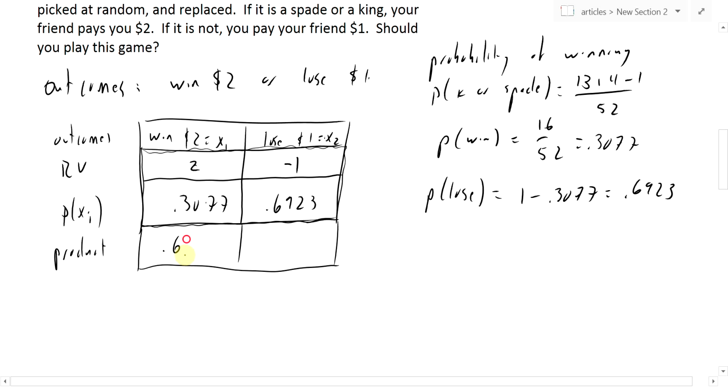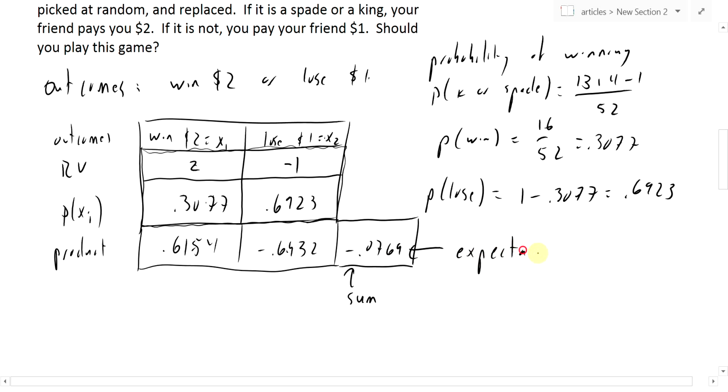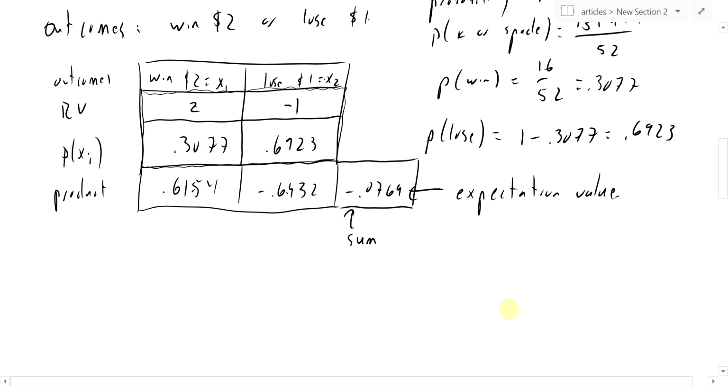0.6154, because that's 2 times this, and then we get minus 1 times 0.6923, which is minus 0.6923, and then a little box at the side. This is the sum. This plus this is minus 0.0769. That's the expectation value of this game. Great, so that's what the expectation value is.